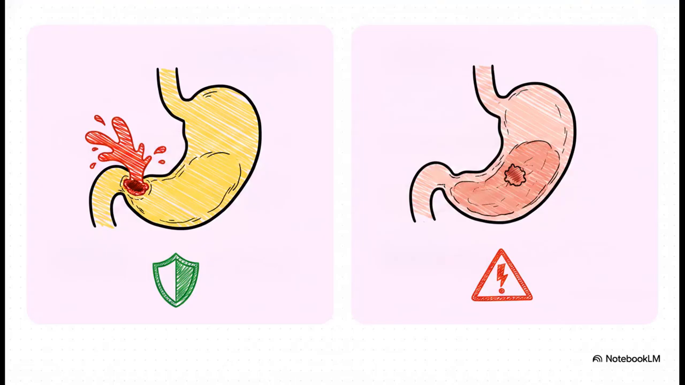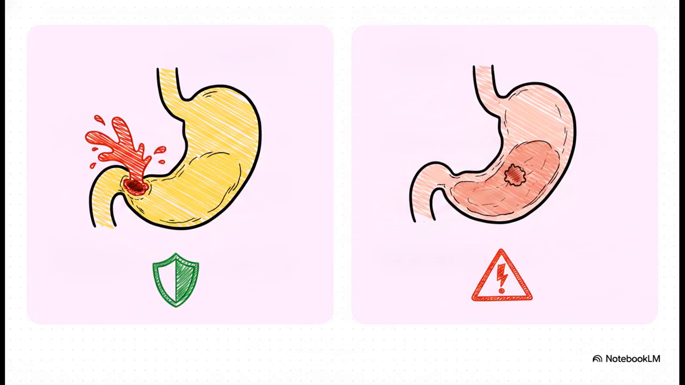Now, what's really interesting here is the heavy contrast between these two divergent patterns. Examiners love testing opposites, so pay attention to this. If the bacteria causes antral predominant gastritis, it destroys somatostatin cells. This actually leads to high acid production, which gives you duodenal ulcers, but thankfully a low cancer risk.